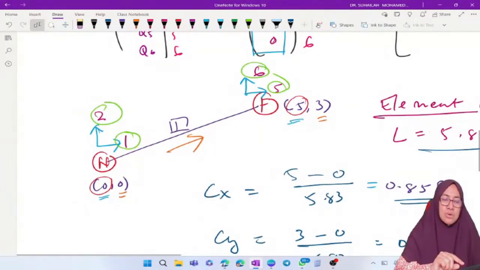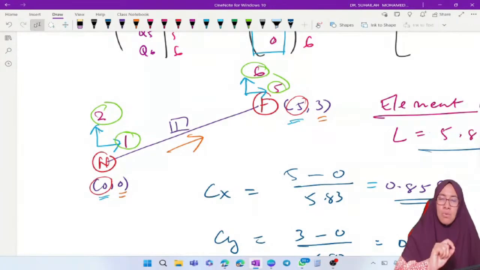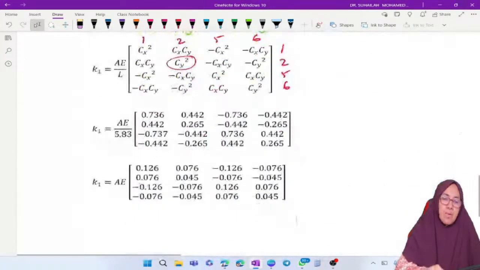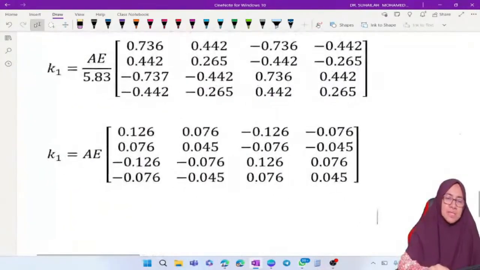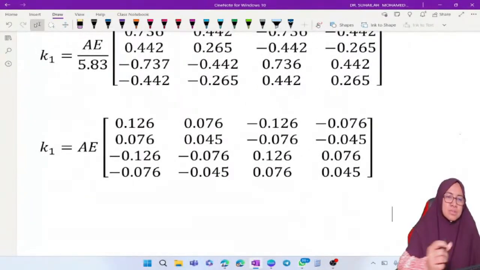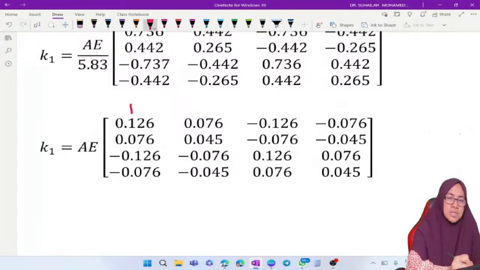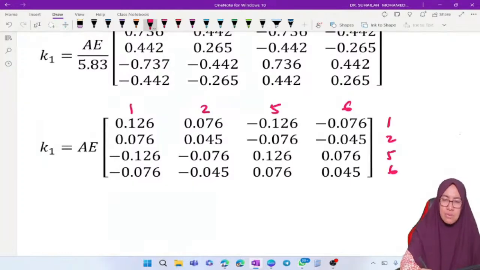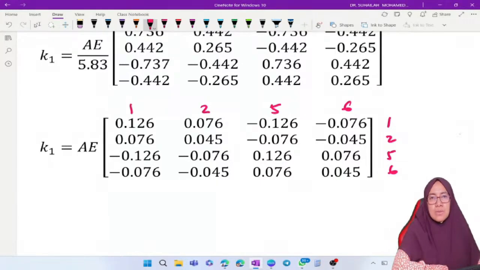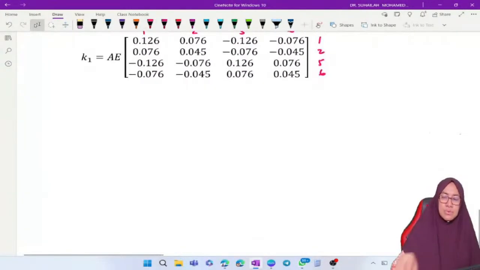Okay. So we will label as 1, 2, 5, 6. So this is 1, 2, 5, 6. Okay, this is K1, the stiffness matrix for element 1. Okay, move to K2.